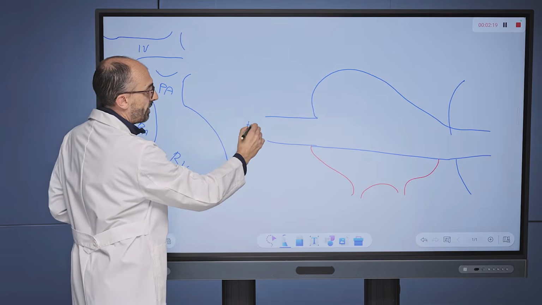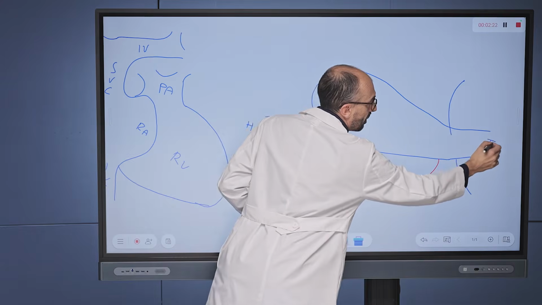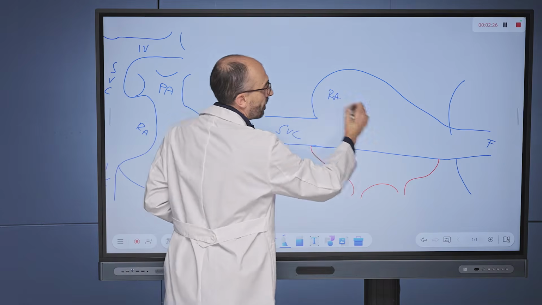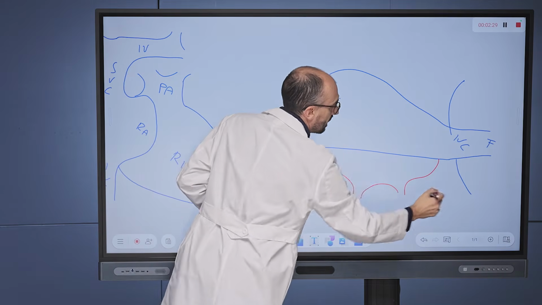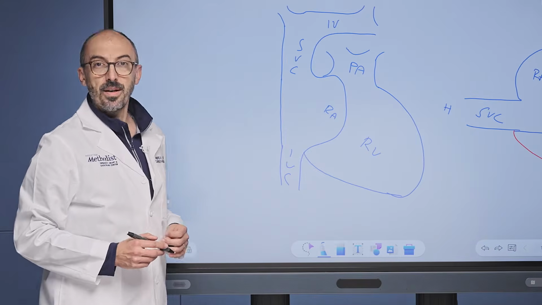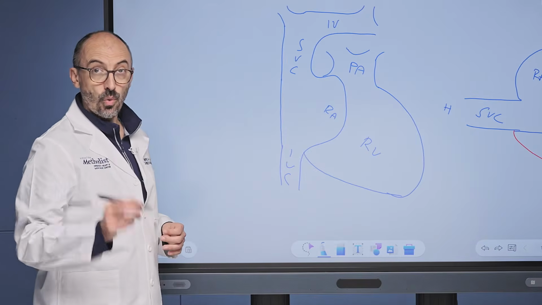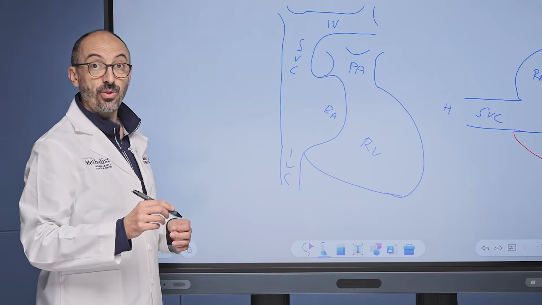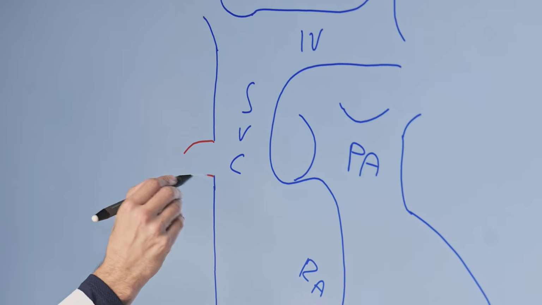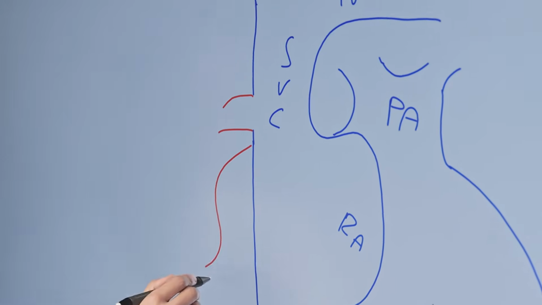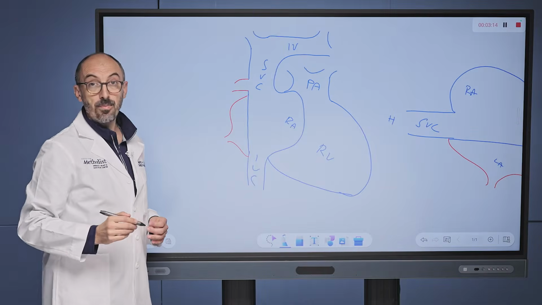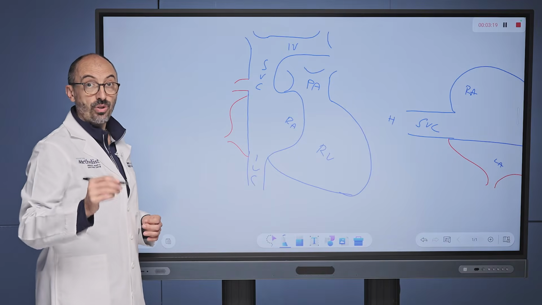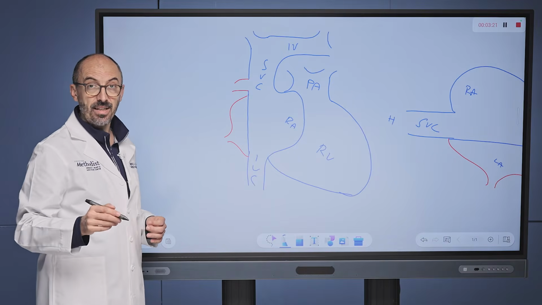Here we have the head, the feet, SVC, right atrium, IVC, and left atrium. In the PAPVR, usually one or more pulmonary veins from the right side are draining into the SVC. There could be an ASD that is called sinus venosus ASD, or there could be an intact intra-atrial septum.